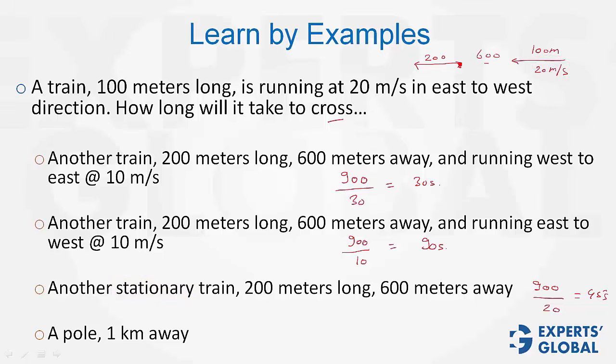The last question. This time, it's about a pole, 1 kilometer away. So now the distance to be covered is 1,000 plus 100 equals 1,100. And speed would simply be the speed of the train, that's 20. So the answer is 1,100 divided by 20 equals 55 seconds. So this was one conceptual question with several parts that actually explain the concept of relative speed and multiple cases that show up on the test.